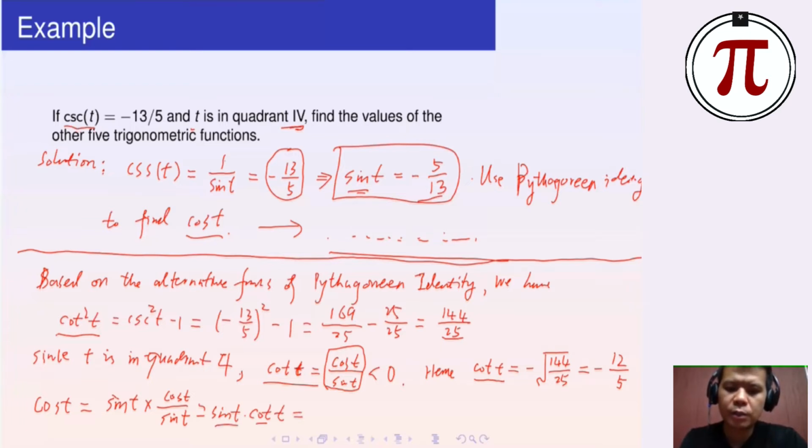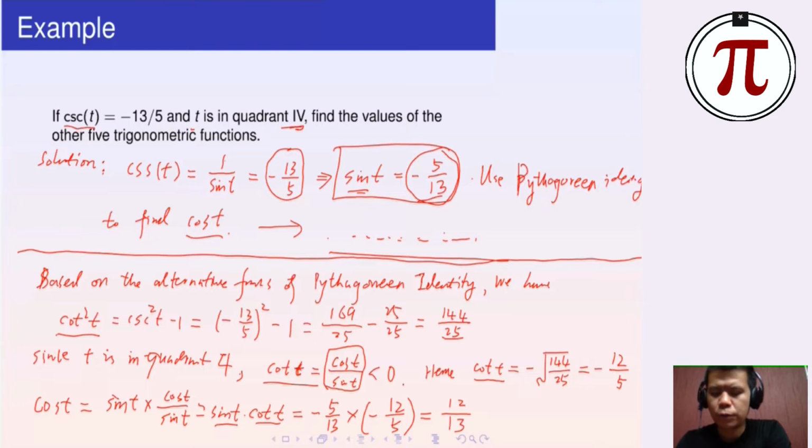Yeah, sine t, and this is cosine t, cotangent t. Yes? Okay. Then we already found the sine of t is given here, right? So negative 5 over 13 times cotangent, which is negative 12 over 5. Yes? Now what is that? I believe the negatives cancel out, the 5 and 5 cancel out. This is simply reduced to 12 over 13.